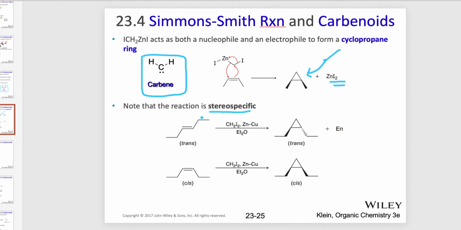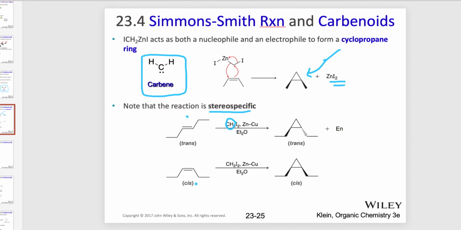If we have a trans double bond, it means that in the cyclopropane they will end up on opposite sides, and you will also form the mirror image known as the enantiomer. Just remember that this is basically a delivery vehicle for transferring a CH2 group. So you're making a new bond. Here's your CH2 group, and you're forming now the cyclopropane unit.